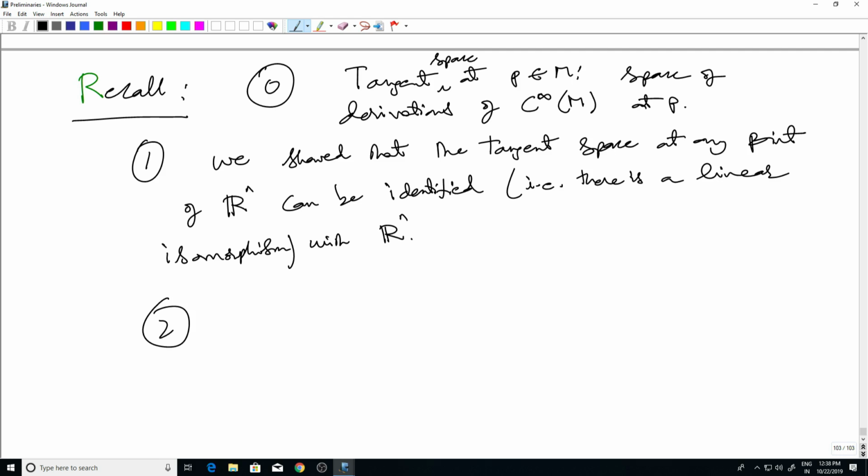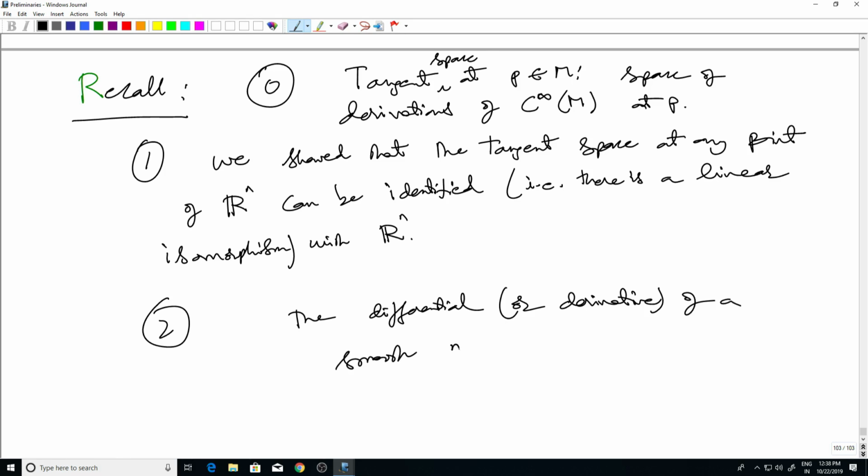And in the last class I talked about the differential or derivative of a smooth map f from M to N. This turned out to be a linear map dfp at P in M, from the tangent space to M at P to the tangent space to N at f of P.